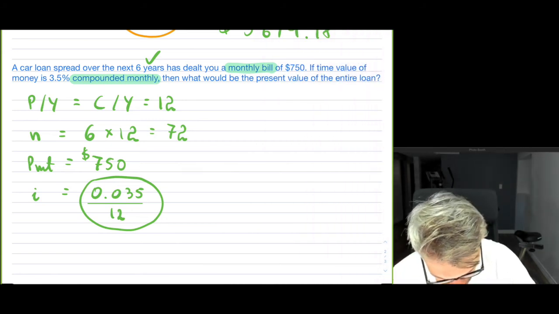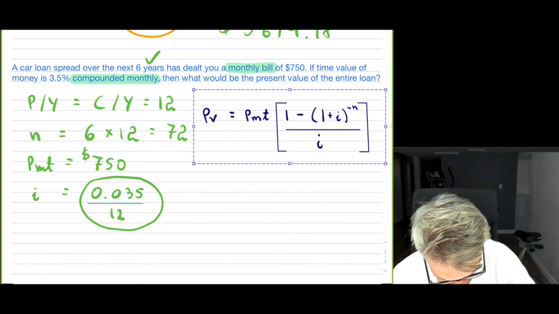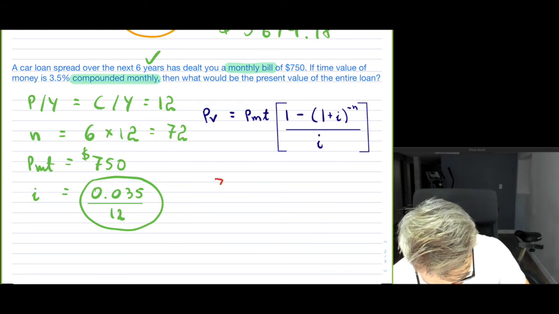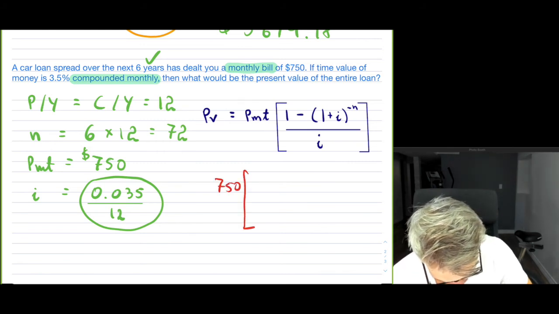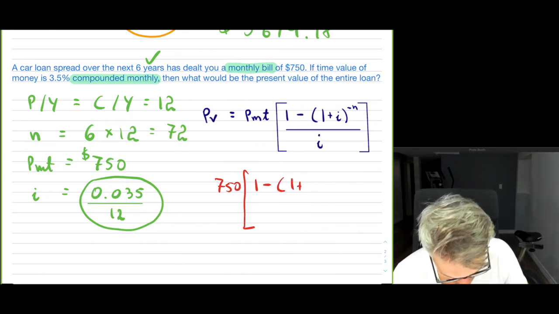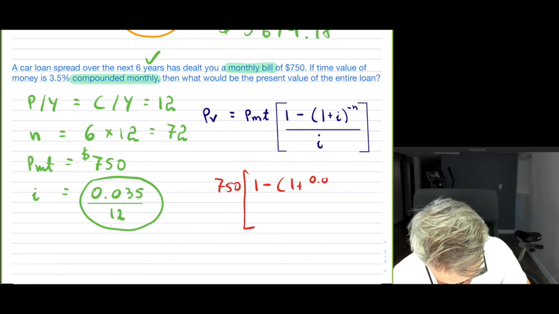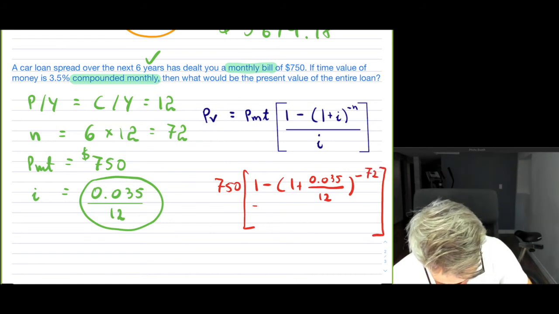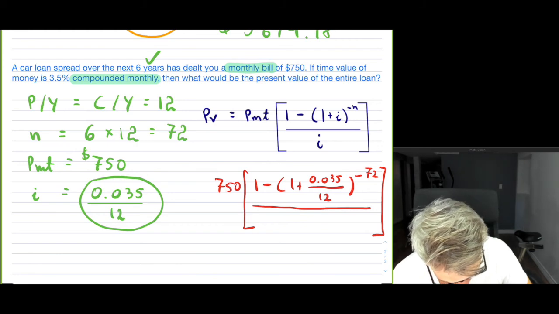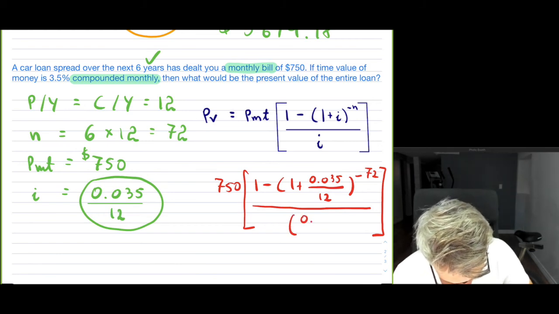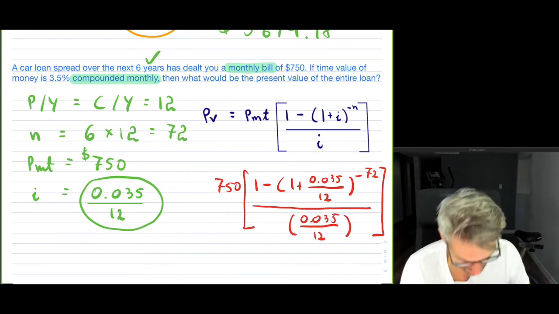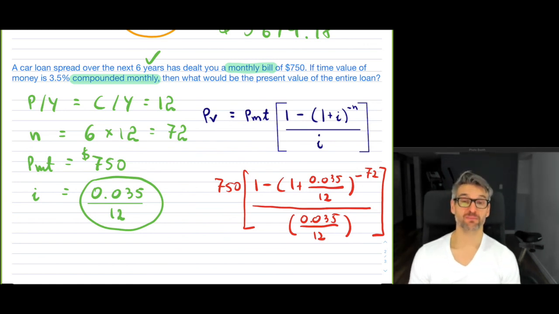Again, in terms of your formula, here is your present value formula, and now we have the following. My payment, $750, times 1 minus 1 plus your I, and this is where you input your I, 0.035 all over 12, raised to the negative 72, and then divided by your I. Again I'll put it in brackets, because it's always nice to put it in brackets when you're substituting in the fraction. And this is what we have. It's a little bit of a mess.